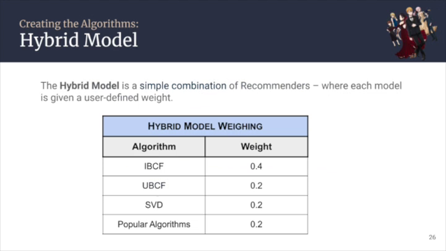A hybrid model is a simple weighted combination. Individual ratings from each algorithm included within the hybrid model are combined using a weighted sum. So for our case, these 4 rating matrices are combined into one by summing all the ratings after applying their weights.